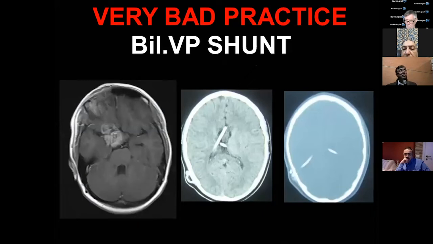Very bad practice, bilateral. Why? Because the craniopharyngioma has blocked both ventricles. So what do they do? Bilateral shunt. And we put a U-tube, a connection, and that's it. And send for radiotherapy.